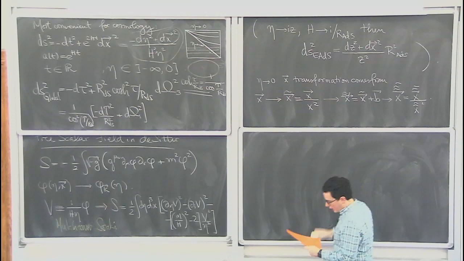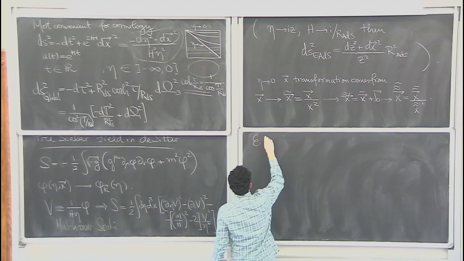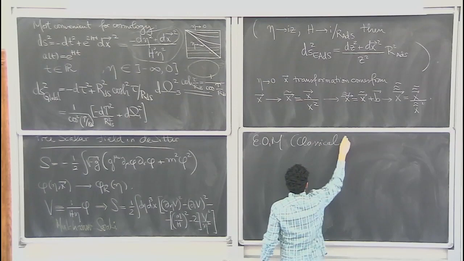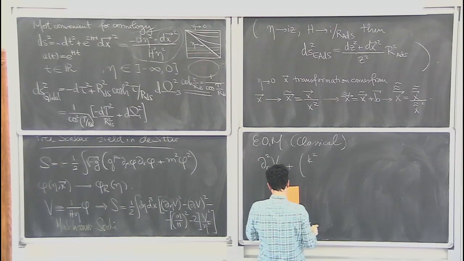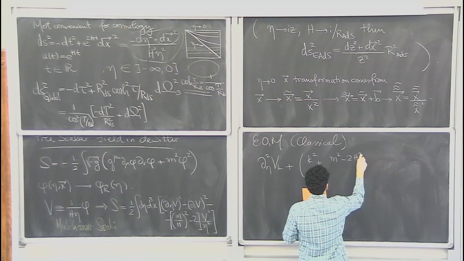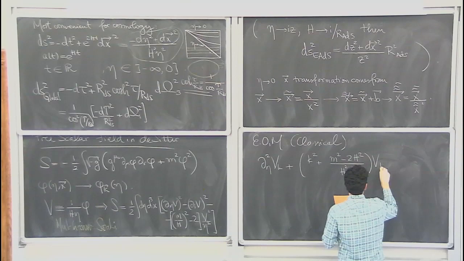So now we can proceed as usual. So the classical equation of motion for a given Fourier mode looks something like this: d eta squared vk plus (k squared plus (m squared minus 2H squared) over H squared eta squared) vk equals 0.